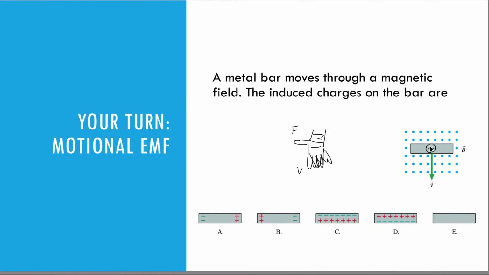So the positive charges are going to experience a force to the left, which means that the negative charges are going to experience a force to the right. So the separation is going to be this way, and you're going to have that delta V that we learned about induced in your bar. Sorry for the bad picture here.